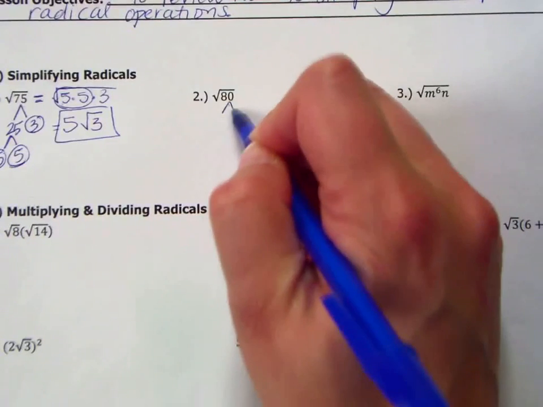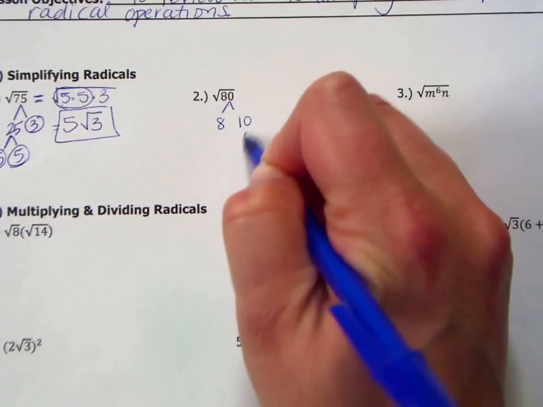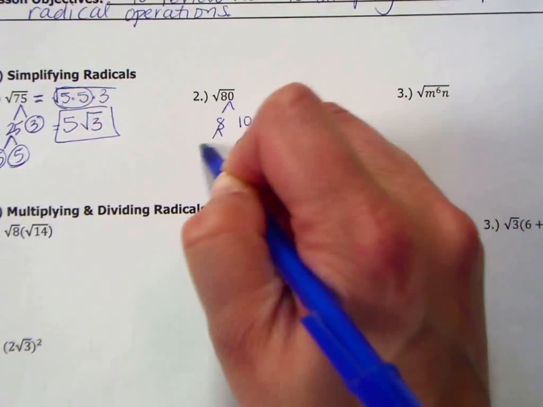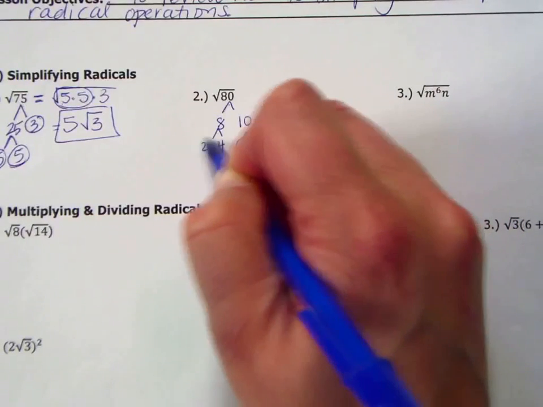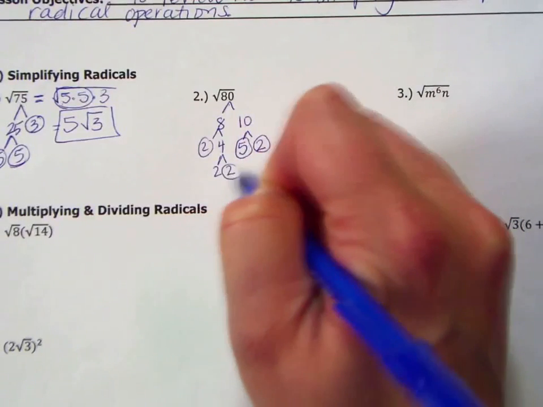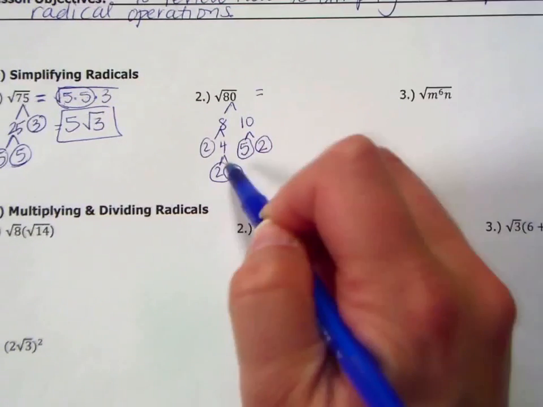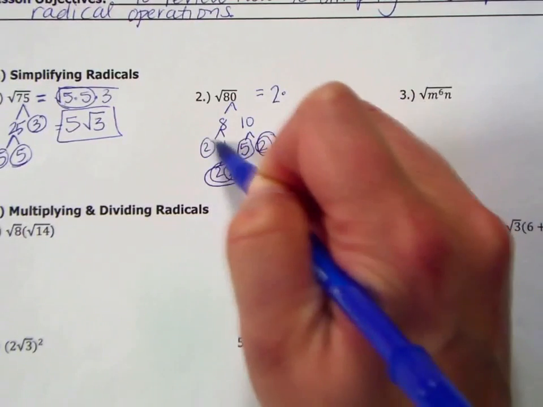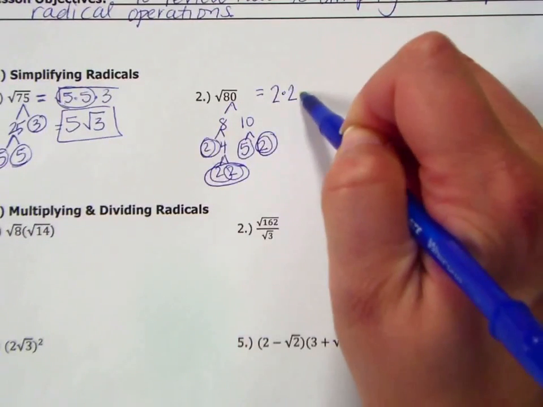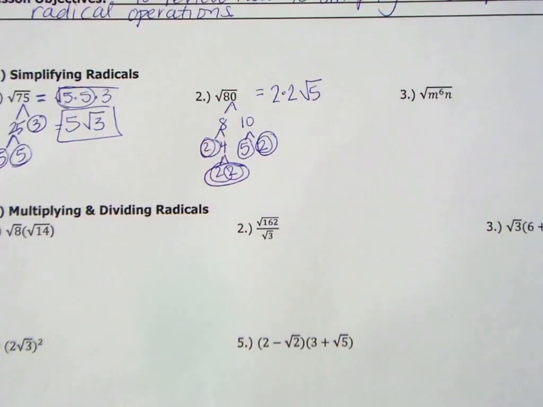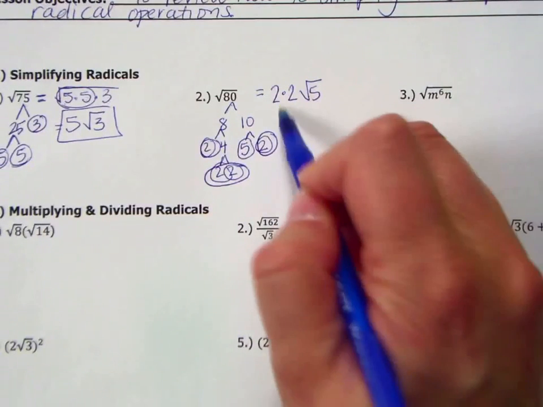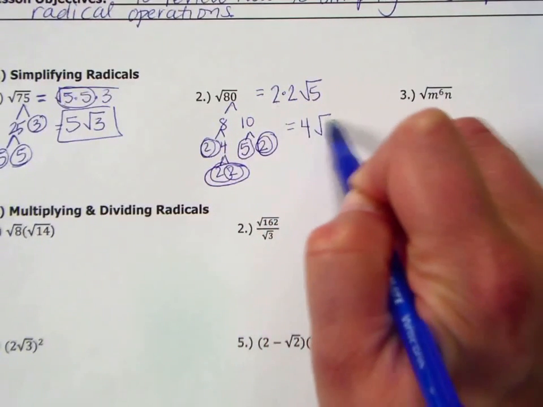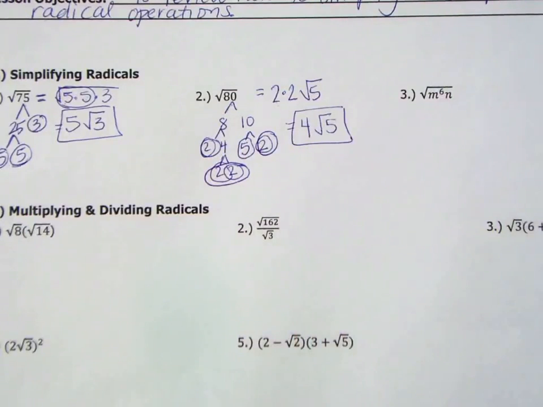For number 2, 80 breaks down to 8 and 10. 10 is 5 and 2. 8 is 4 and 2, and then 4 is 2 and 2. So I have a pair of 2's here, one comes out. I have a pair of 2's there, another comes out. The 5 is left underneath. Anytime you pull more than one number out, you are going to multiply those. So this is 4 radical 5.